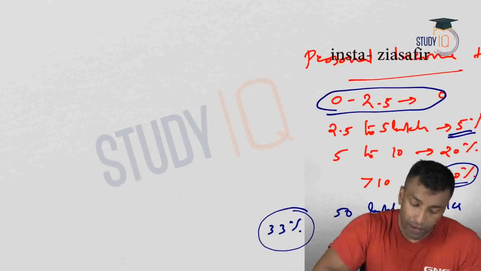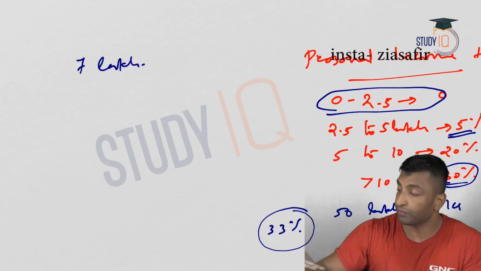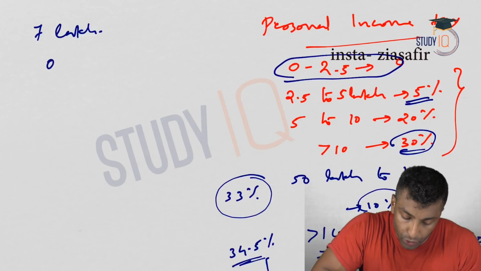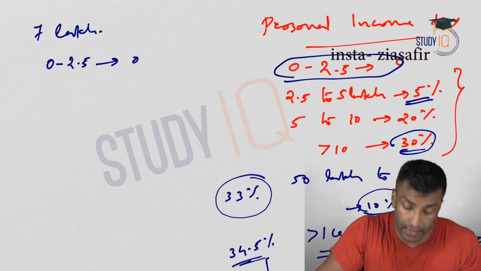Now let's suppose your income is 7 lakh. Now how much tax do you need to pay in this case? We have already understood that from 0 to 2.5 there is no tax, so that is exempted.